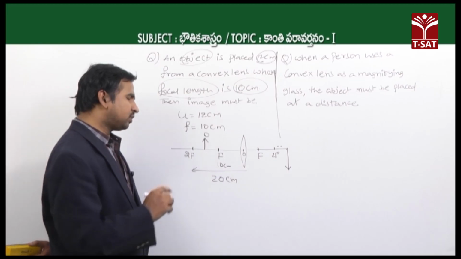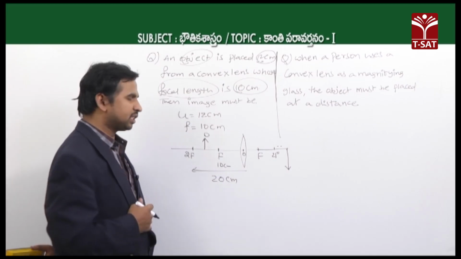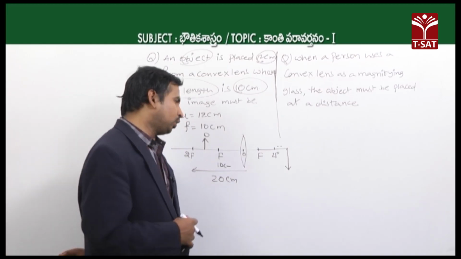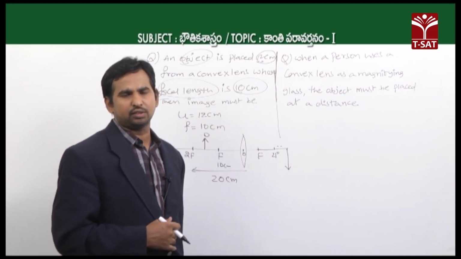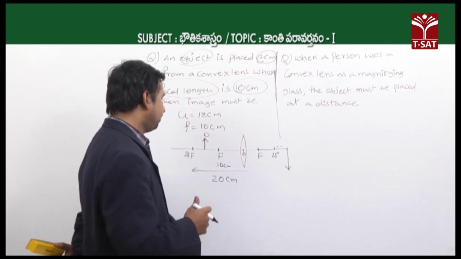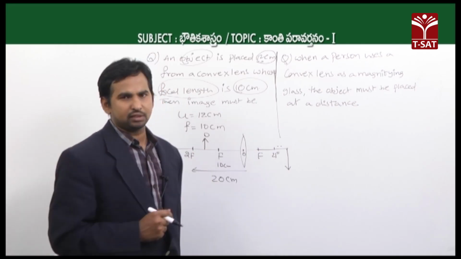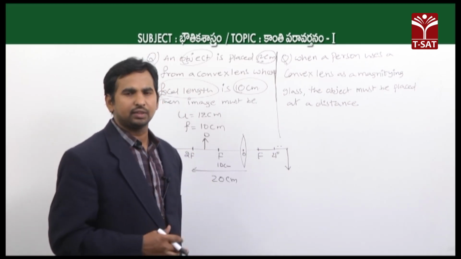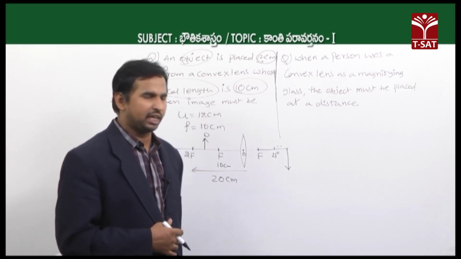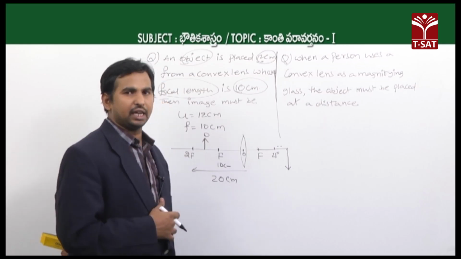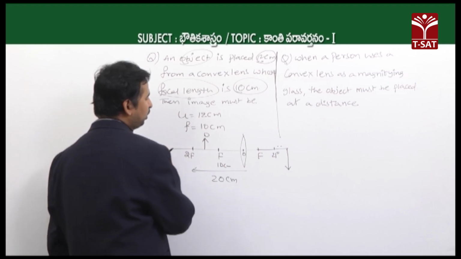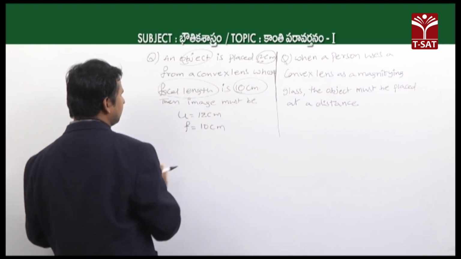So the image is formed beyond the center of curvature, and not only that, it is an enlarged and inverted image. As the image is inverted, the magnification will be negative. And as we get an enlarged image, the magnification value is more than unity.